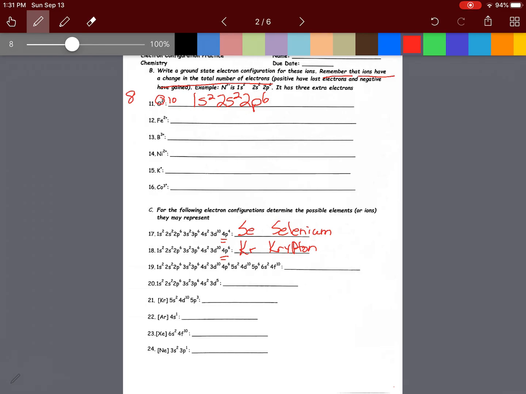So those are some example problems. I want you to try these before you come to class. We will talk about them some more. But really, the best way to deal with electron configurations is to just keep practicing them. So please reach out to me if you have questions, and I will see you tomorrow.